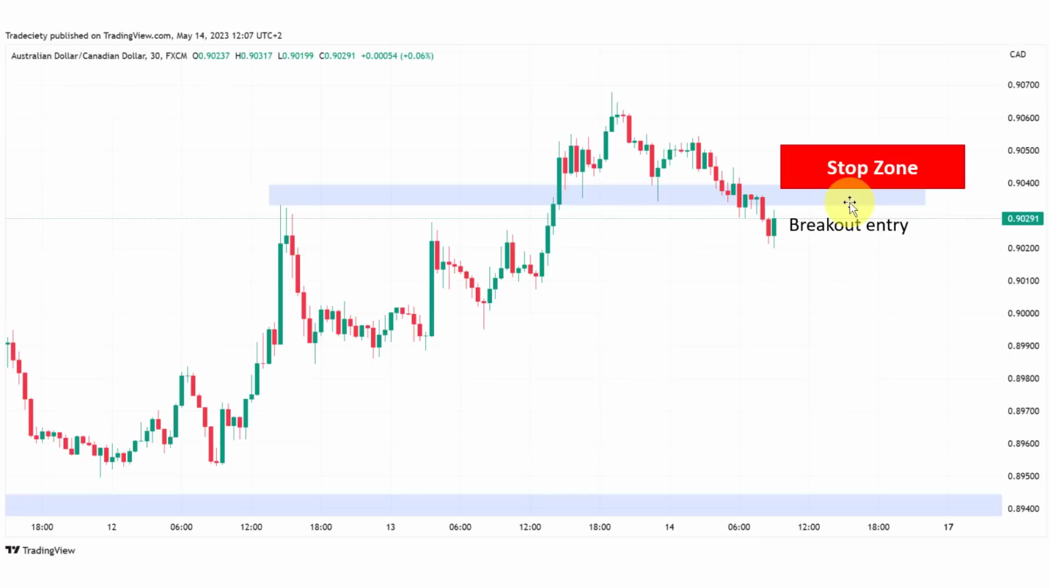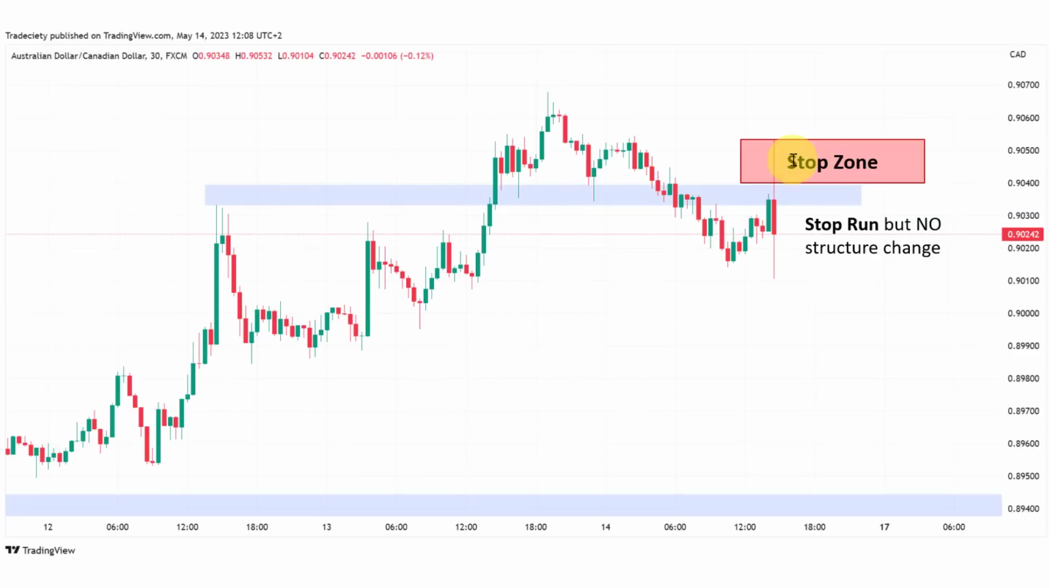I've been trading breakouts for well over 10 years, and I have seen that in the last 3, 4, 5 years, breakouts have become less profitable and have been changing quite a bit. These days, I would recommend waiting for a stop run. Wait for the market to push back into the zone. It's a very, very common occurrence these days. Wait for the market to push back into the zone and then turn around.